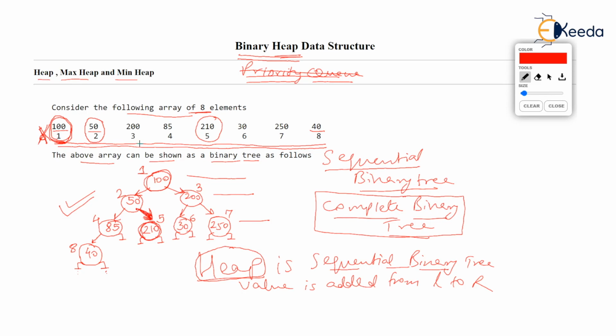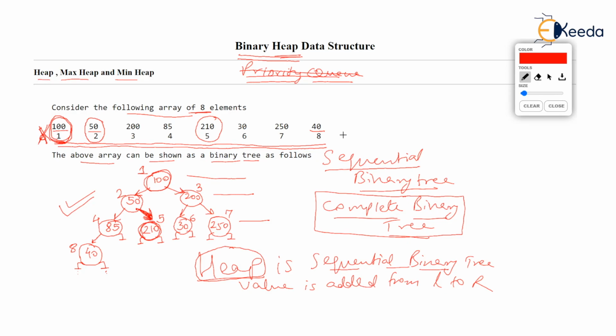Where are the two children of third element? It is 6 and 7. 30 and 250 are the two children. And really 200 has 30 and 250. Check the diagram. Where are the two children of 85? That is fourth element. Fourth element should have children at 8 and 9, isn't it?